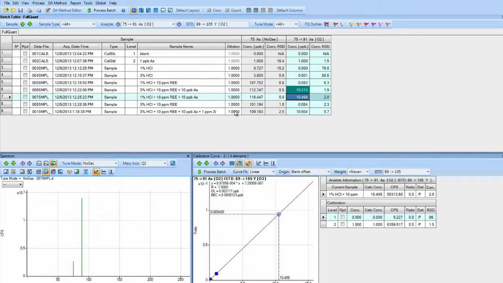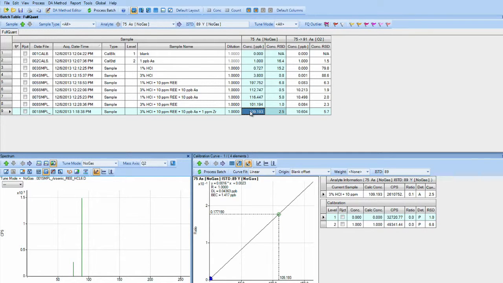And lastly, we've taken the 3% HCl with the 10 ppm neodymium and samarium, along with our 10 ppb arsenic spike, and also spiked with 1 ppm zirconium. As you can imagine, the 75 mass no gas of arsenic doesn't show the addition of zirconium because zirconium's primary isotope is 90 and 91. However, in our oxygen mass shift mode from arsenic to 91, we get great correlation, just as we had before there was any arsenic in the sample, of 10 ppb arsenic.